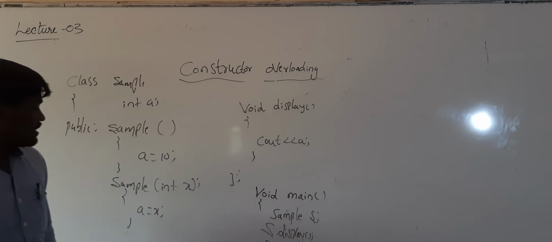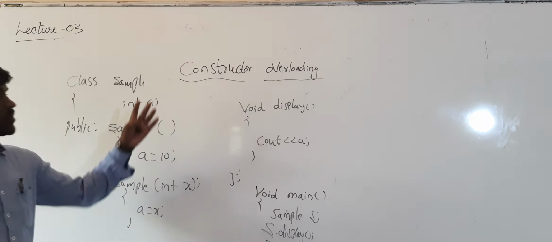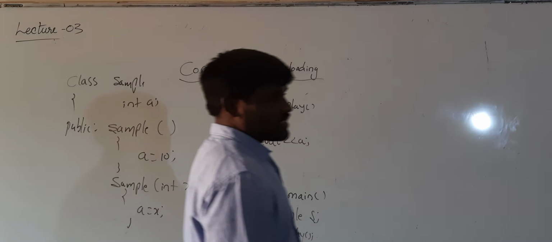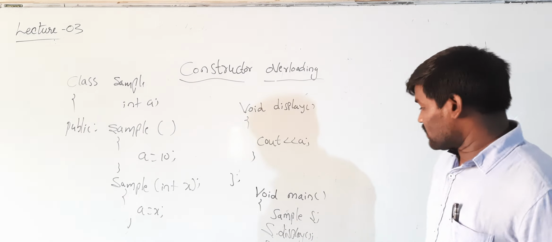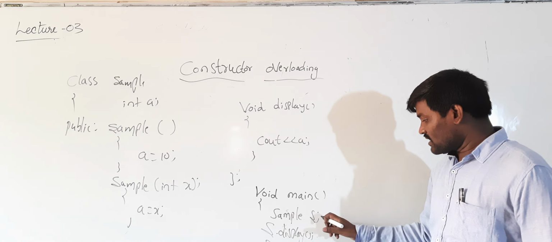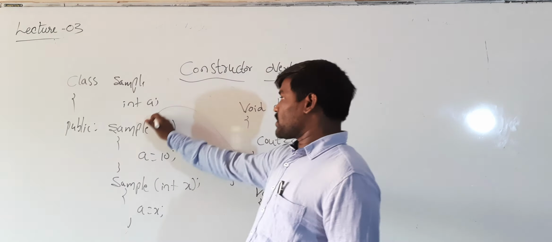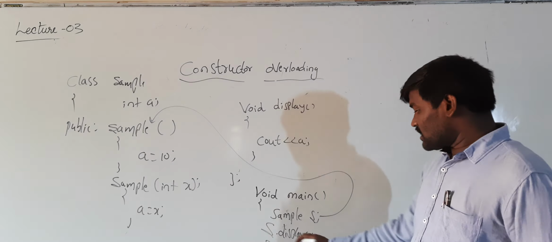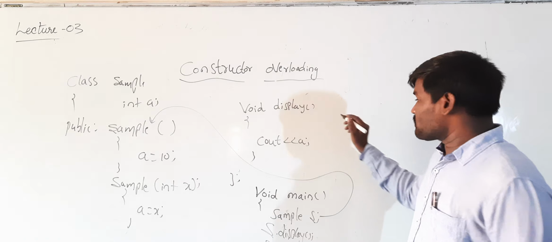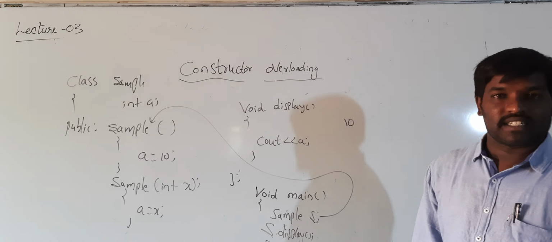See here, this is the example for constructor overloading. It consists of one default constructor and one parameterized constructor. The execution starts from the main function. Here, Sample S means it will call the default constructor, and then 10 is assigned to A. S.display means it will call display and print the result as 10.